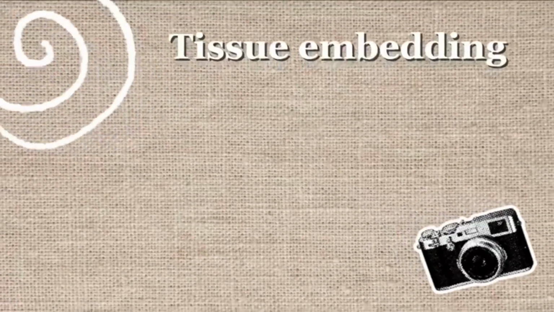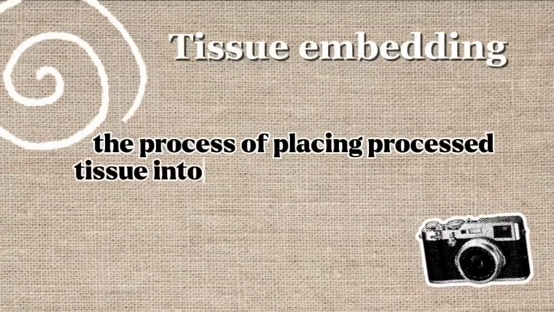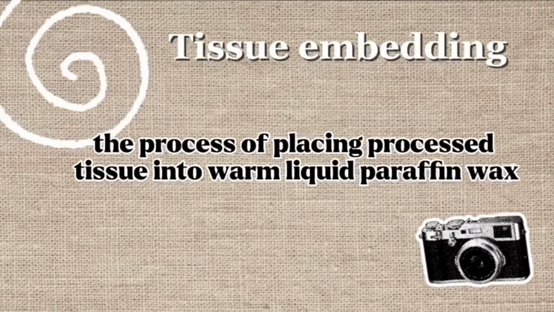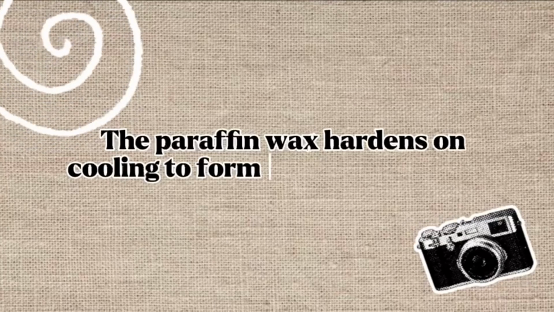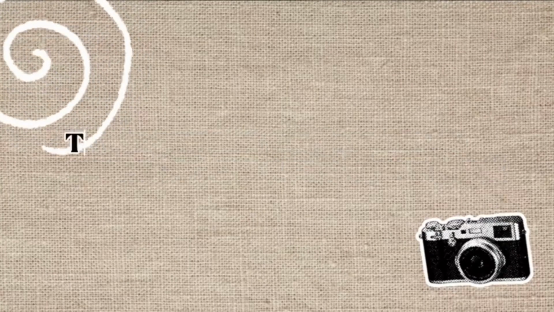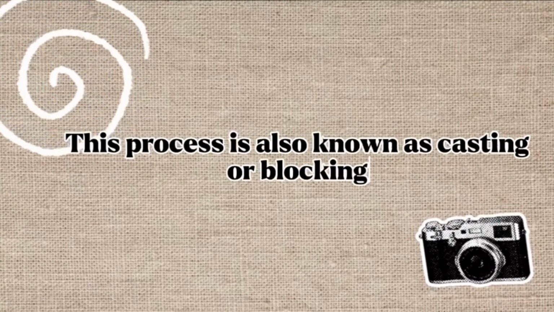Tissue embedding is the process of placing processed tissue into warm liquid paraffin wax. The paraffin wax hardens on cooling to form a solid tissue block. This process is also known as casting or blocking.